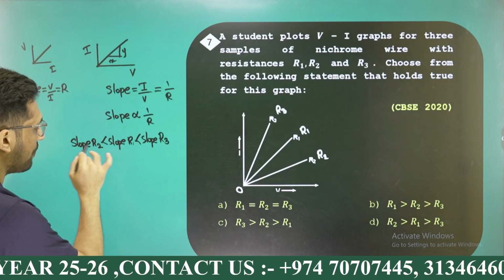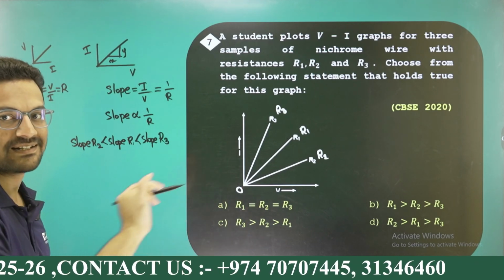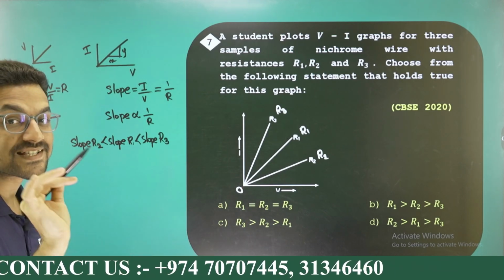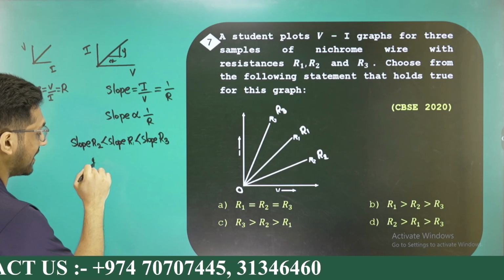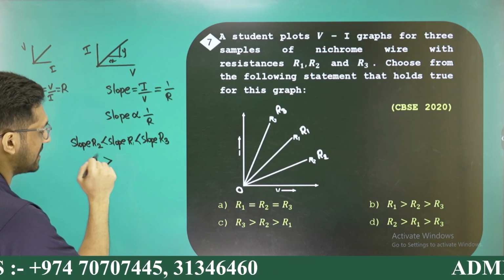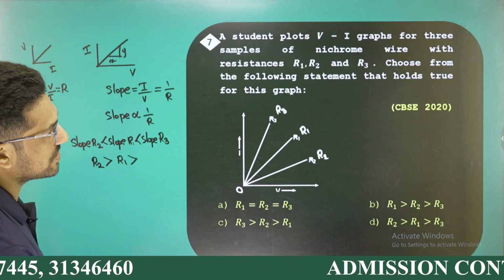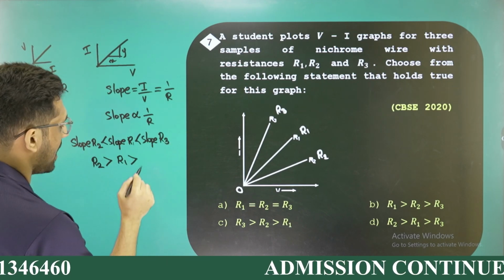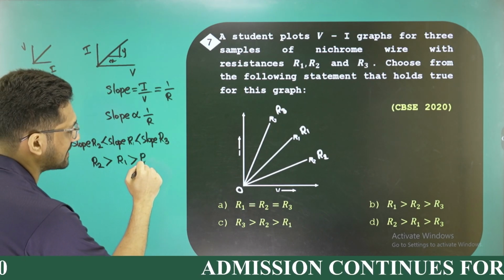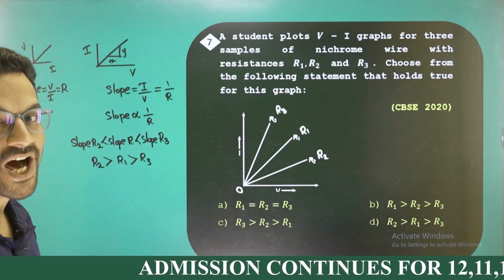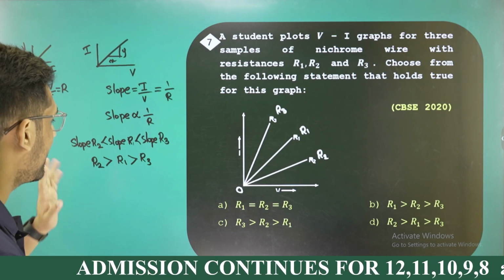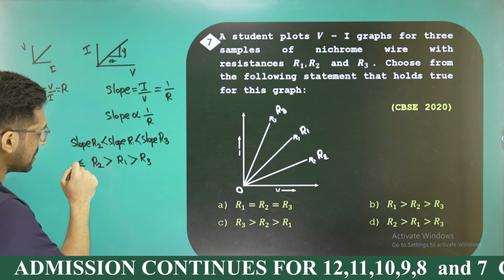If slope of R2 is the least, what is the meaning of that? Resistance of R2 will be the greatest. Then R1. What is the least resistance? That will be R3. Right? Okay. This is the correct relation.